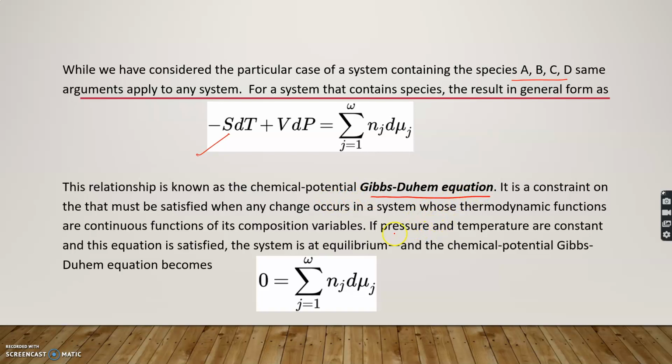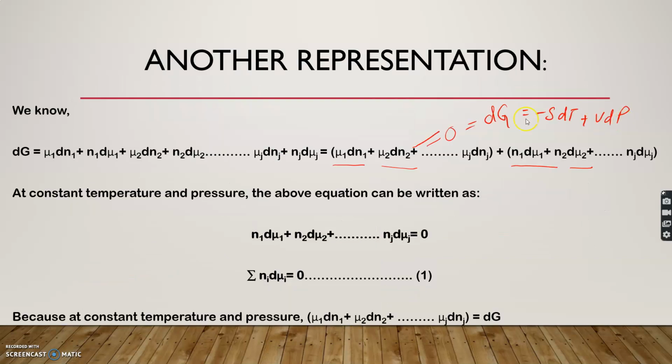But for a system with constant temperature and pressure, for constant temperature this term will become 0, and for constant pressure this term will become 0. Therefore, finally the Gibbs-Duhem equation takes the form where the left hand side becomes 0 for constant pressure and temperature, and the right hand side remains as such. This is the form of the Gibbs-Duhem equation that we will follow. So this is another representation of how the summation of ni d mu i will be equal to 0.